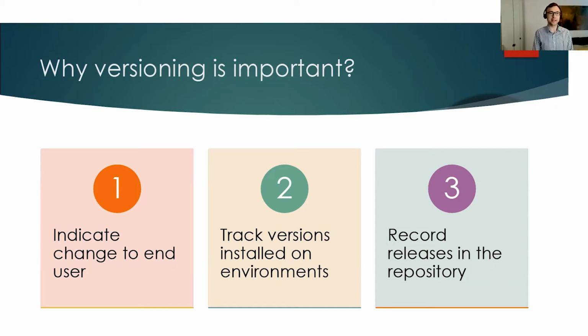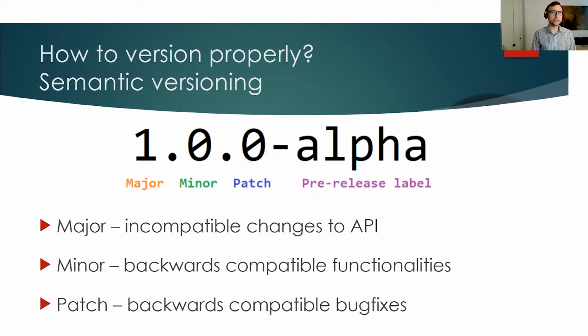Now we can ask another question. How to do versioning properly? We should not look too far or reinvent the wheel. Semantic versioning is a standard that is well documented and can be used straight away. It defines very nicely how you should make use of the well-known major-minor-patch scheme. Semantic versioning also defines how you should add pre-release labels and build metadata to your version number.